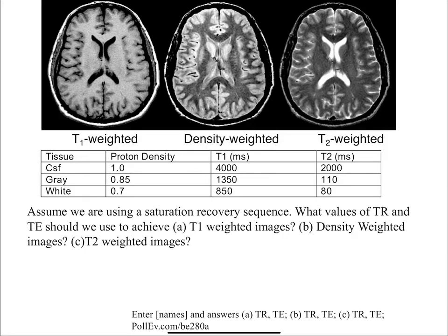Okay, so just to give you a sense of where CSF is, the dark things here are CSF. Okay, so everywhere, and this is also CSF. Those are your ventricles. Right, so you're given the T1 and the T2, and the relative proton density weighting is just a relative factor, saying that CSF has a density of 1. Gray is 85% of that, so that's just a relative weighting.